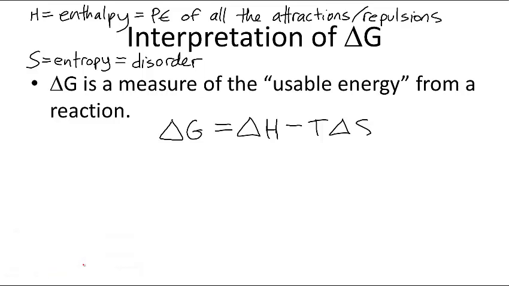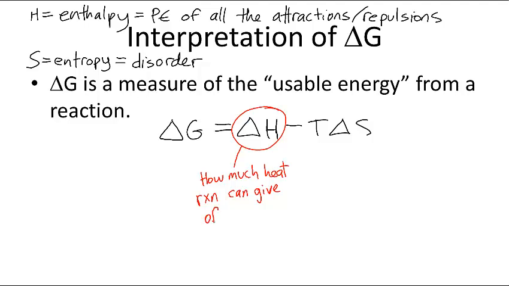So if we look at delta G as this combination of delta H and delta S, the delta H part here is really the change in potential energy of all the attractions and stuff. This is how much heat that the reaction can give off. Give off if it's negative, absorb if it's positive. And that's due to particles attracting each other. And so you might think, well, if the reaction gives off a certain amount of heat, well, great, that's all good. All of that energy can be used. But the thing is, it can't. There's a cost.